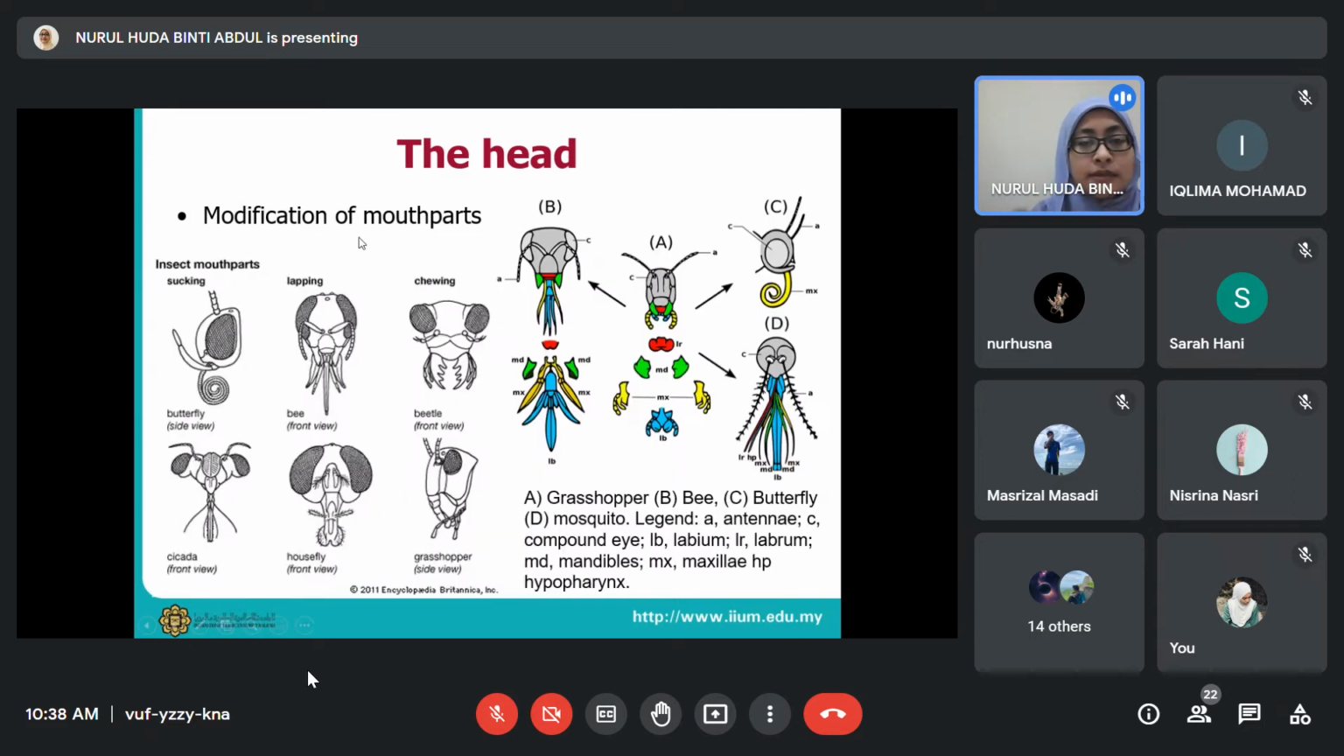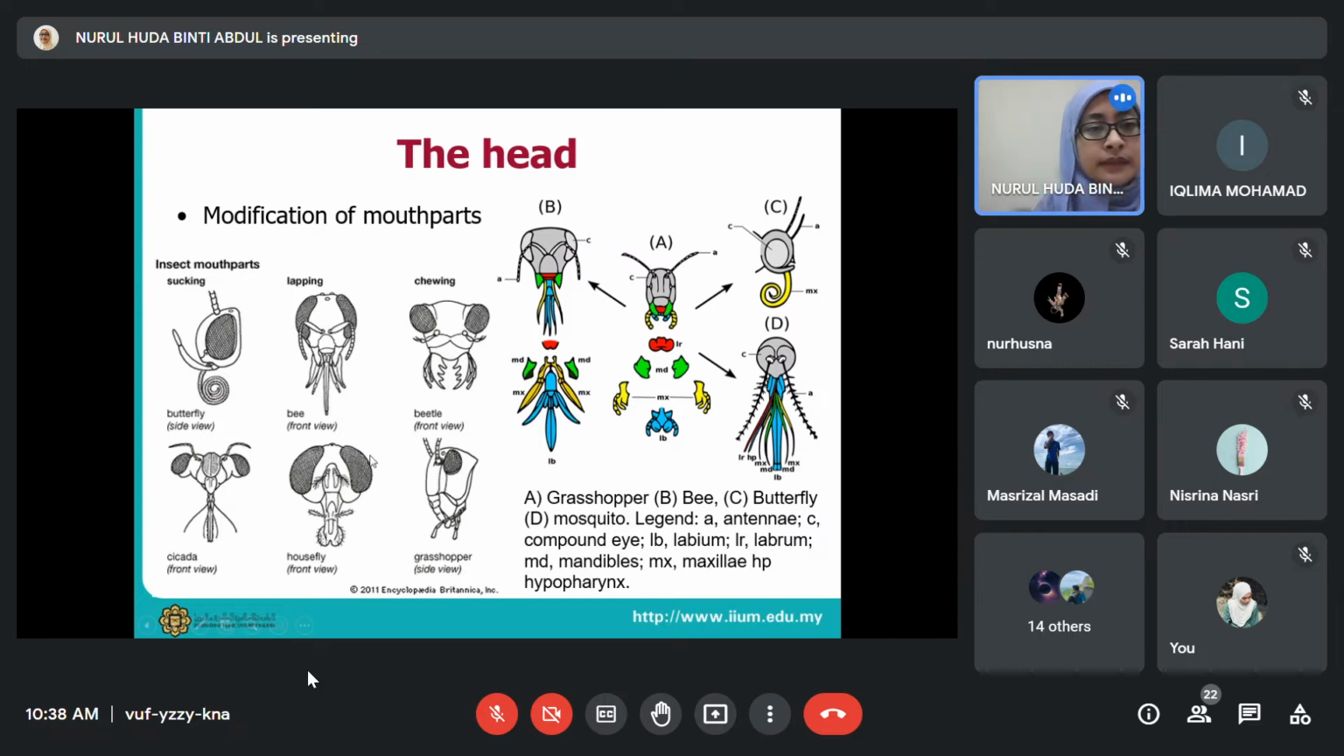So why do we have to understand the mouthpart? Because modification of the mouthpart also shows their function in the ecosystem. Either it is a pest that eats leaves, the chewing type, or a pest that sucks, or maybe also predators. So the characteristic of the mouthpart shows their ecological function.